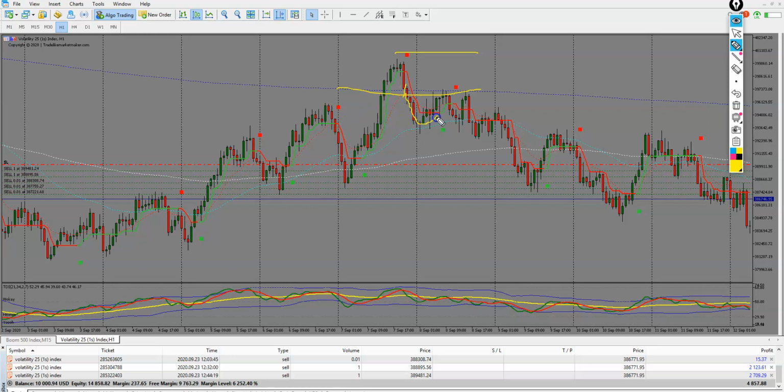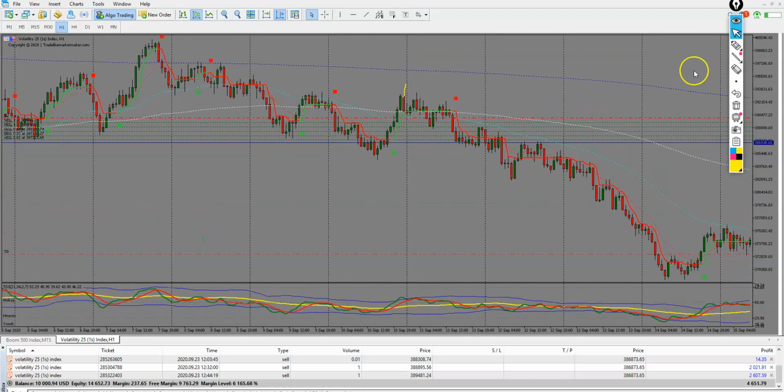Then the price consolidated. Then finally it went in your favor. So you need more patience to make it in these things.